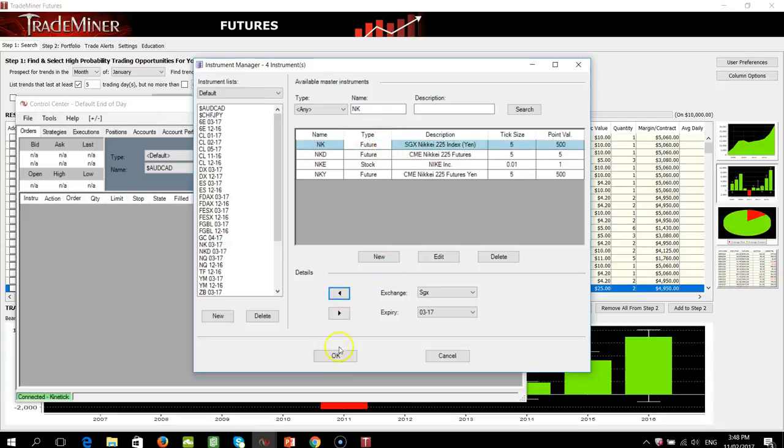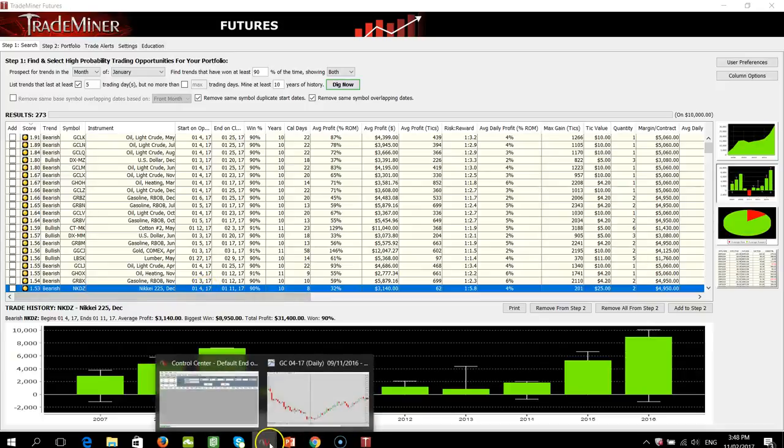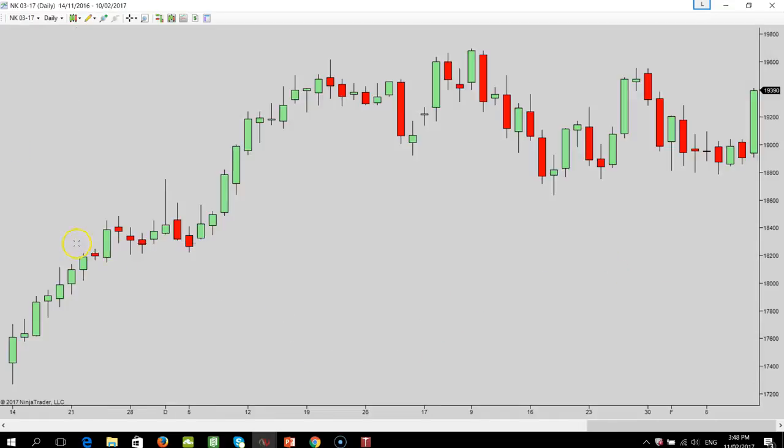It's bearish. What did it say here? Bearish. You're selling it on the 4th, covering it back on the 11th. Let's see. I don't remember off the top of my head what the Nikkei did there. Well, first we'll start with SGX, the Cymex one.